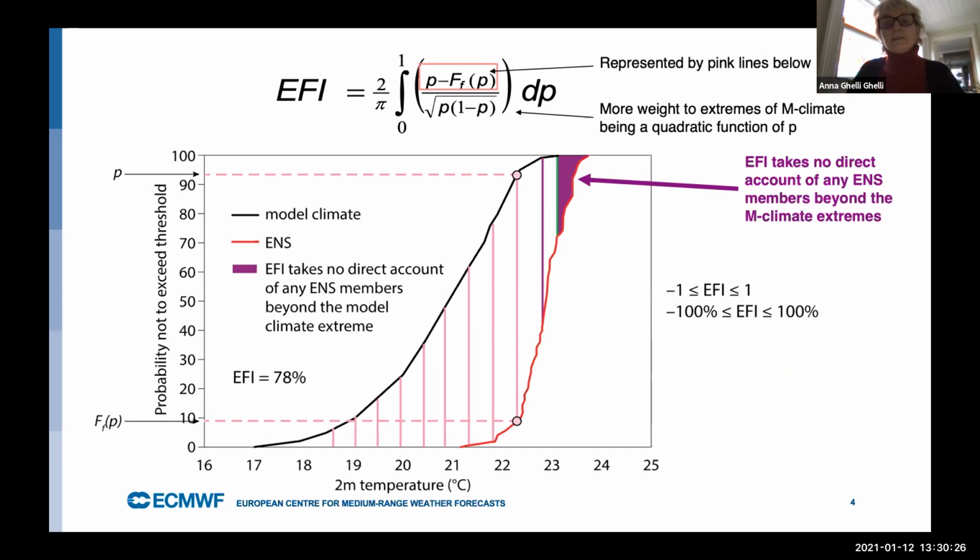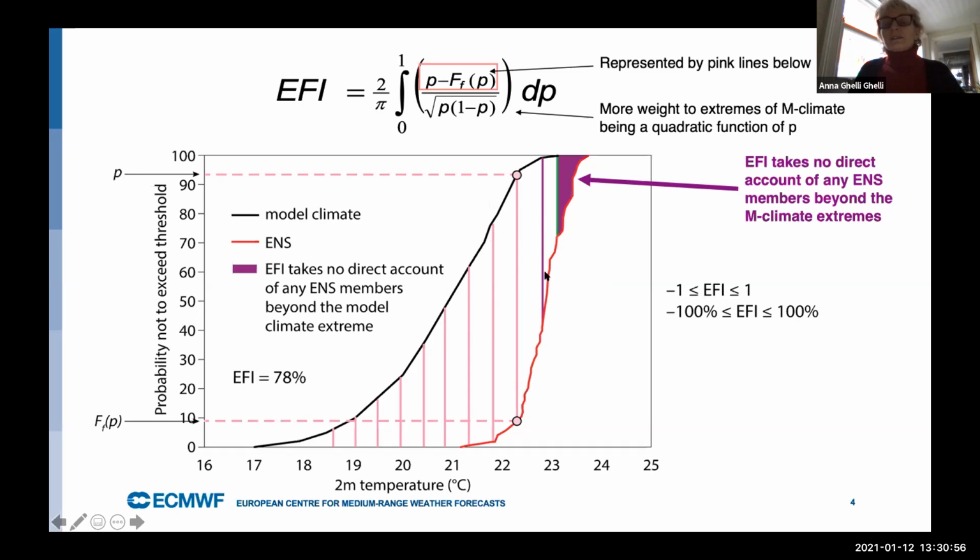So the EFI, which is in this formula at the top, and don't worry too much about the formula, is basically giving you information about the distance between this curve and this curve. So it's basically calculating the area between these two curves. Yeah. So if the area is 1, that means that this curve here is actually moved towards this side.